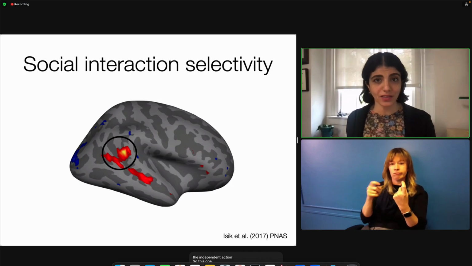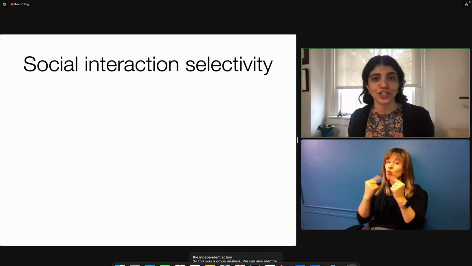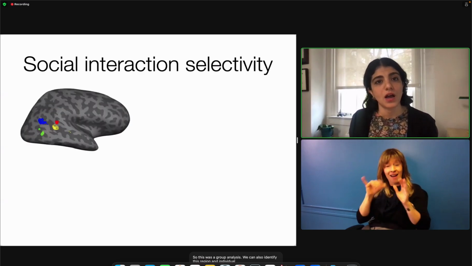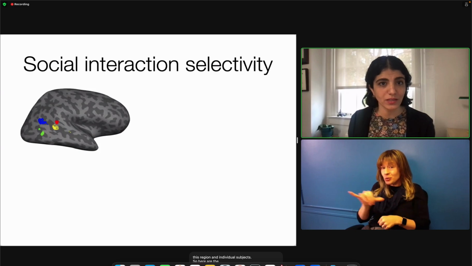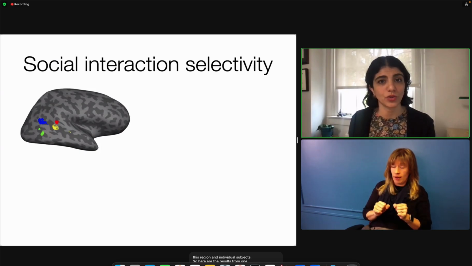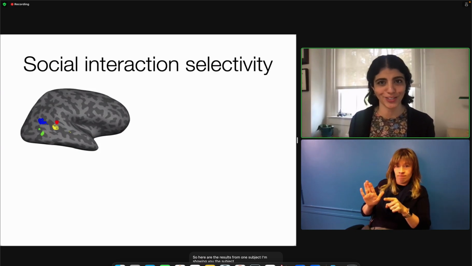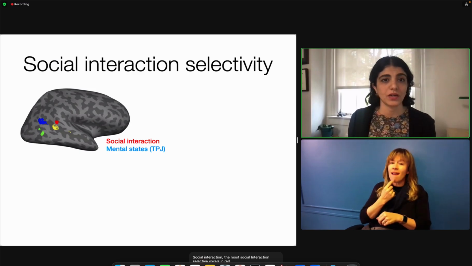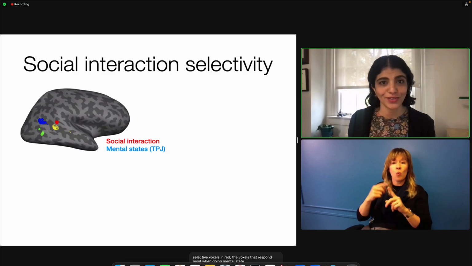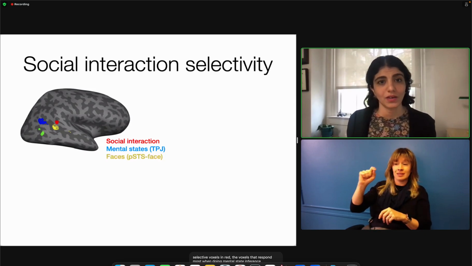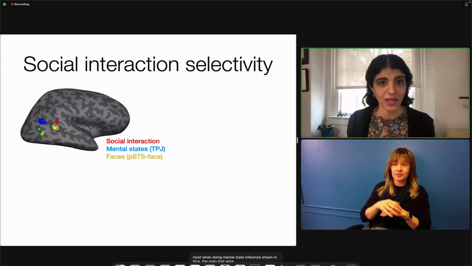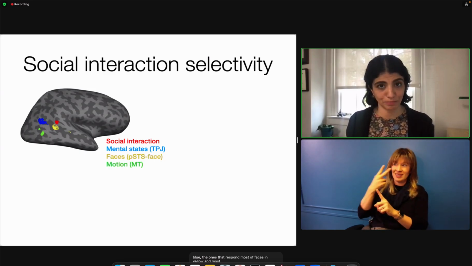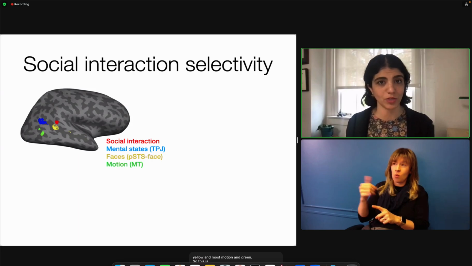So this was a group analysis. We can also identify this region in individual subjects. Here are the results from one subject. I'm showing you the subject's most social interaction selective voxels in red, the voxels that respond most when doing mental state inference in blue, the ones that respond most to faces in yellow, and most to motion in green. And so this is one of our subjects.